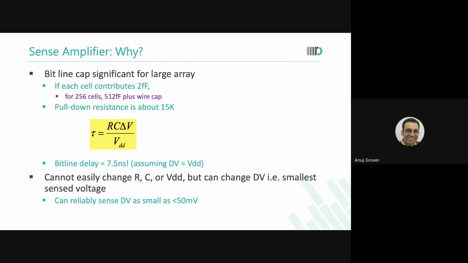Is the sense amplifier also a density enhancer? No. Huh? How strong a no was that? Are you sure?